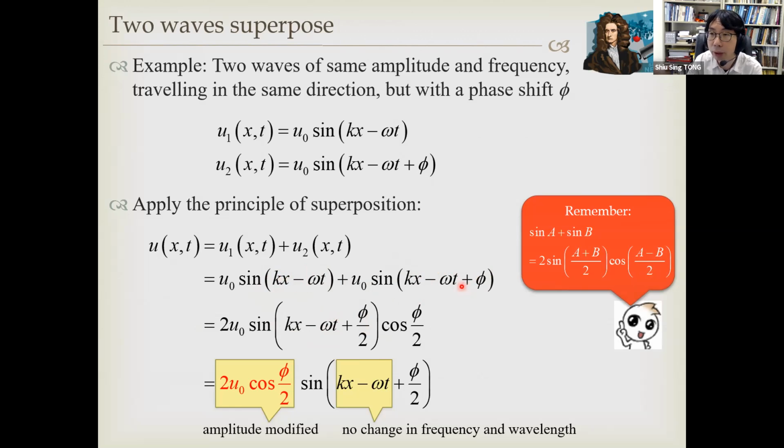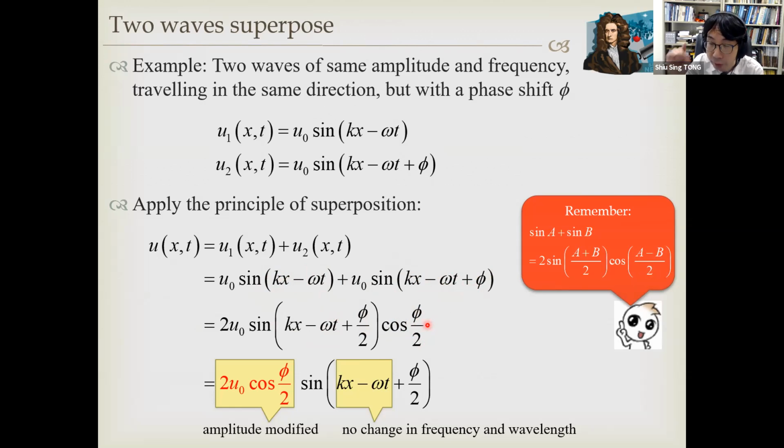In A minus B, we get rid of the kx minus omega t because they cancel, so we have minus phi over 2. But the minus sign for the cosine doesn't matter, the minus sign is simply gone when I take the cosine. So I have the term cosine phi over 2 here.